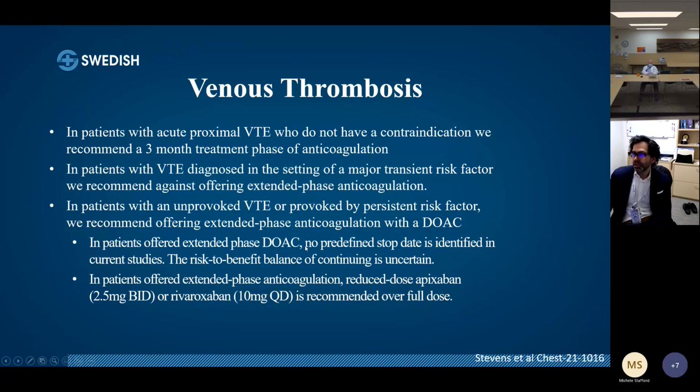And then if you're extending your phase of anticoagulation with a DOAC, the caveat there is that there really isn't a lot of data supporting length of duration for that extended phase, but you should reduce your dose of your anticoagulant in that setting.